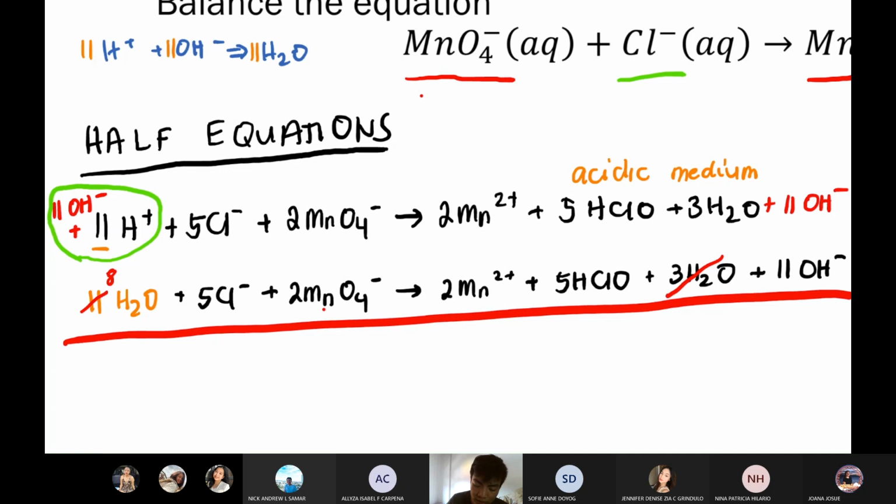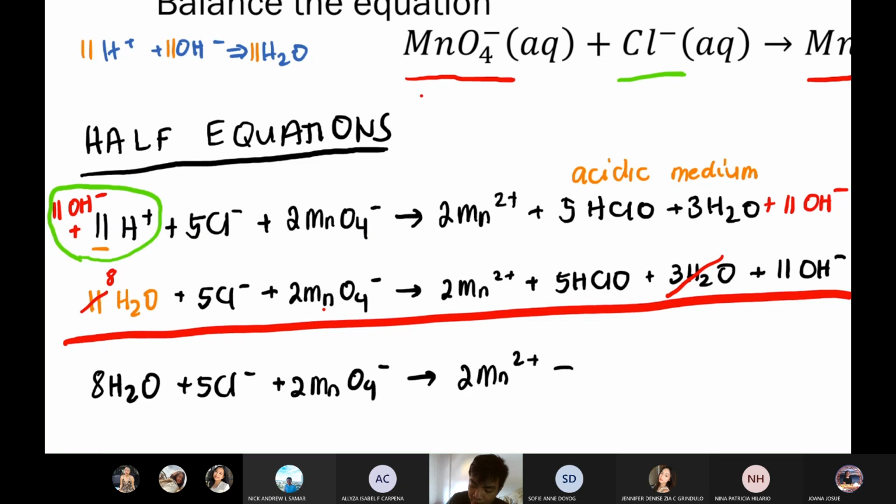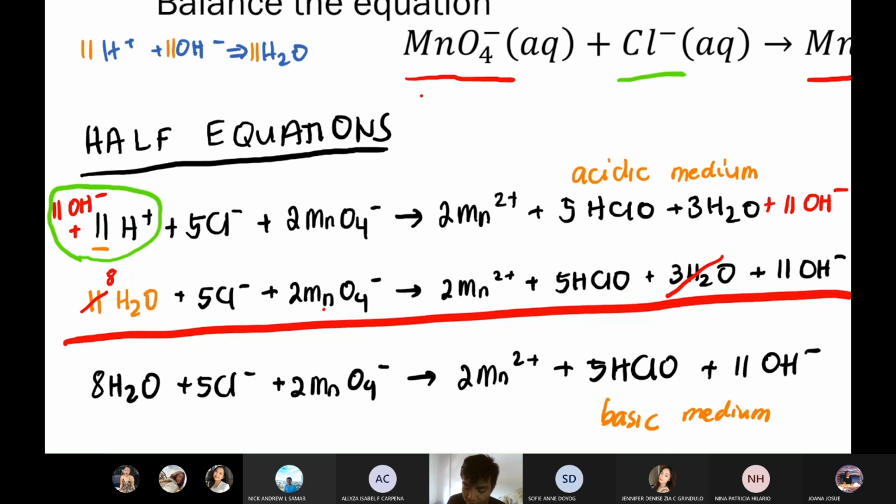So, the final equation in basic media will be 8H2O, 5Cl minus, 2MnO4, 2Mn2 plus, 5HClO, and 11OH. Ayun. So, this is now the final equation in the basic media or medium. And so, yan. Again, the arrangement doesn't matter. No? Basta yung nasa left, dapat nasa left lang. Yung nasa right lang. Okay?